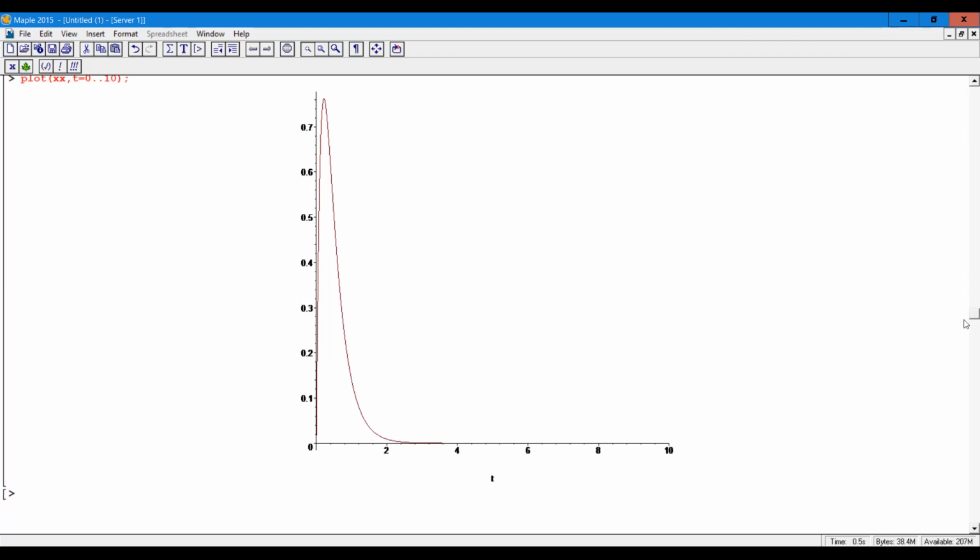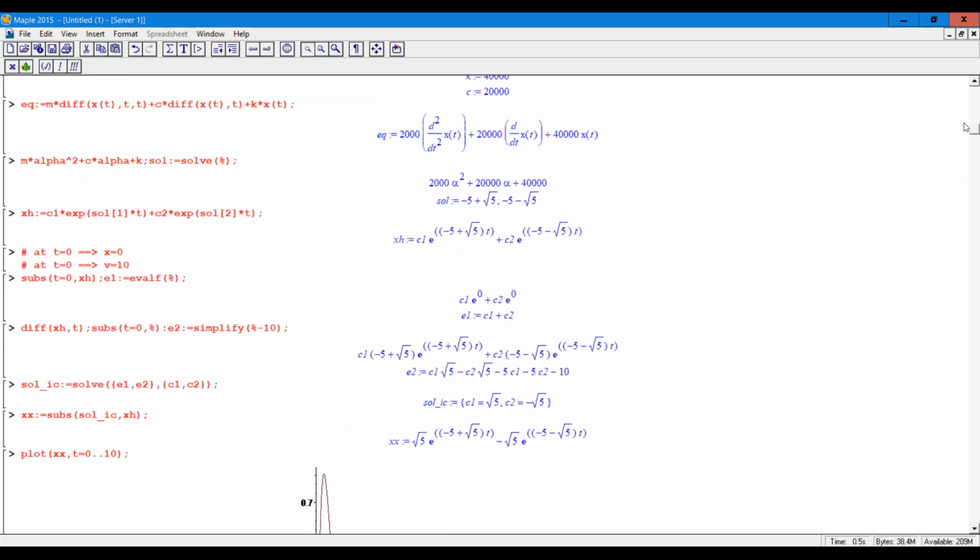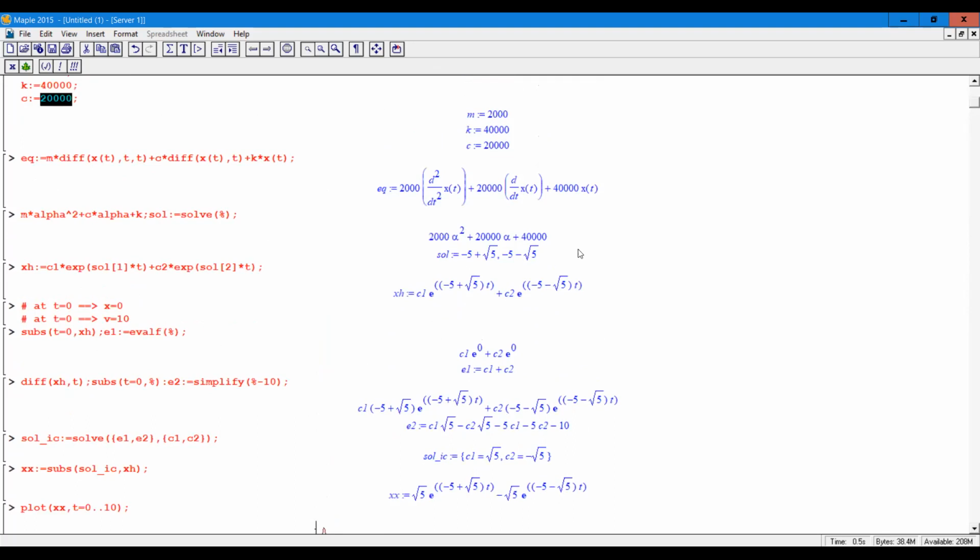Okay, now is it clear how to solve this equation and how we use this initial condition? Is it clear? Any question from this example?